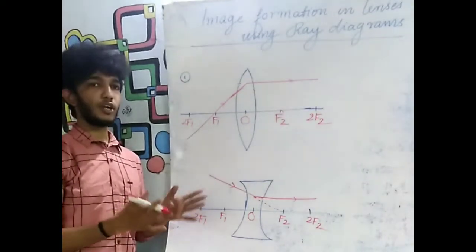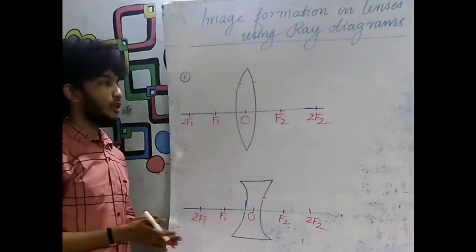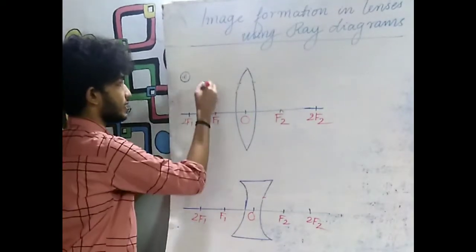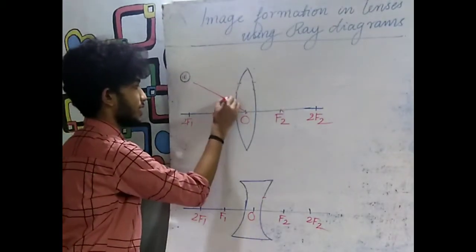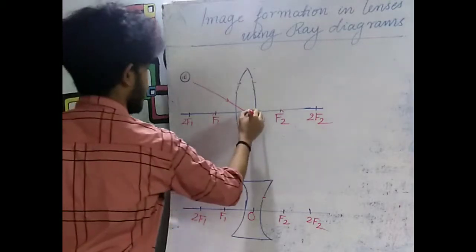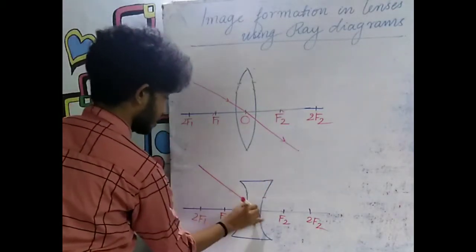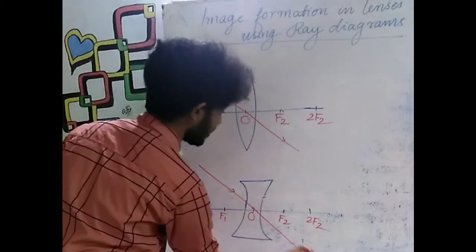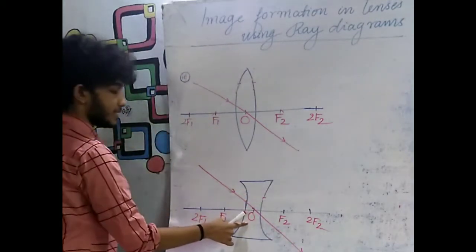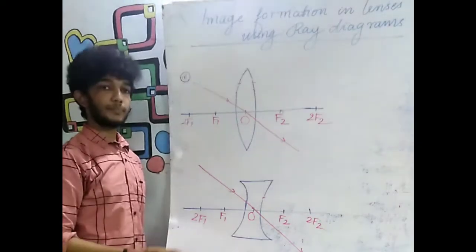The third rule we have already discussed. Let us see. When a ray of light passes through the optical center, in the case of a convex lens, after refraction the refracted ray passes undeviated. Similarly, in the case of a concave lens also, when a ray of light is incident at the optic center, the refracted ray passes undeviated.